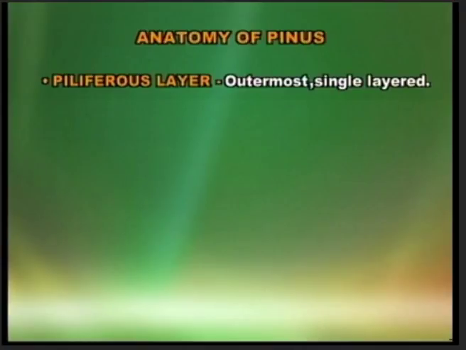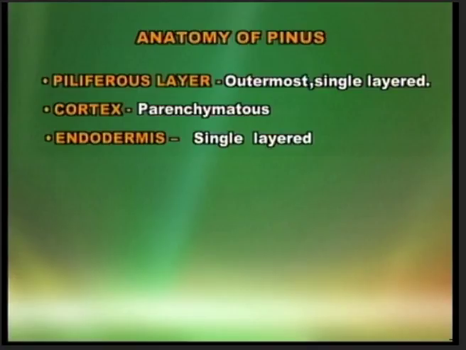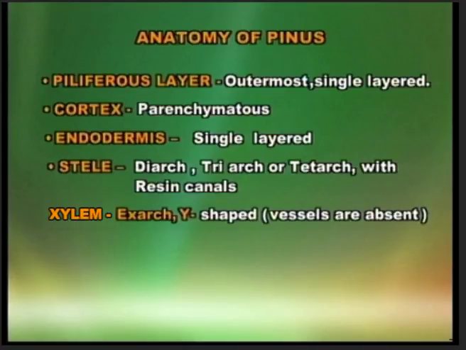Now we come to the anatomical part. Anatomy, that means internal structure. So we'll first learn about the internal structure of the root. The outermost layer of the Pinus root is called the piliferous layer, which is single layered. Then comes the cortex, which is parenchymatous. After the cortex, there is the endodermis, single layered, and a multi-layered pericycle. The stele or the vascular system is diarch, triarch or tetrarch, that is, xylem is exarch with resin canals.